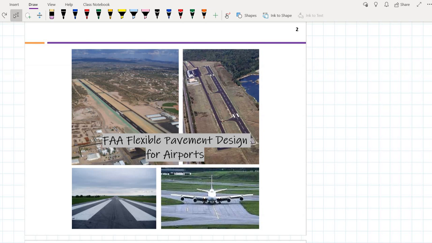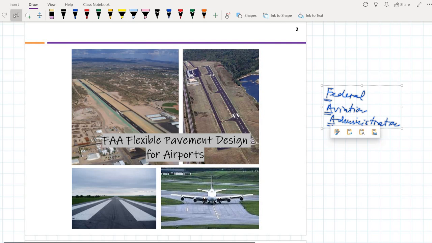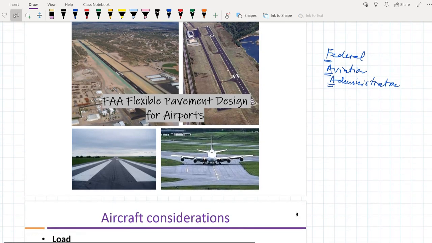In this lecture, we are going to start with the new topic, and the new topic is flexible pavement design for airports. And we are going to use the FAA method for the design of flexible pavements. FAA is the abbreviation for Federal Aviation Administration.